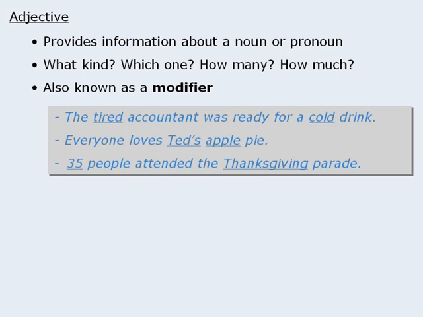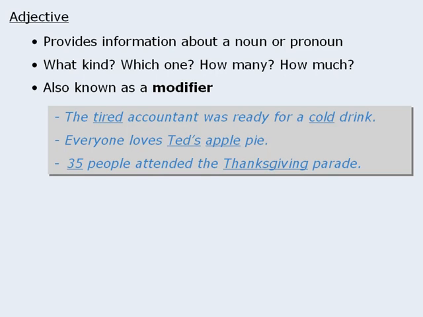Here's another example. "35 people attended the Thanksgiving parade." Here, 35 is an adjective that tells us more about the people. There were 35 of them. The word Thanksgiving tells us more about what kind of parade it was.